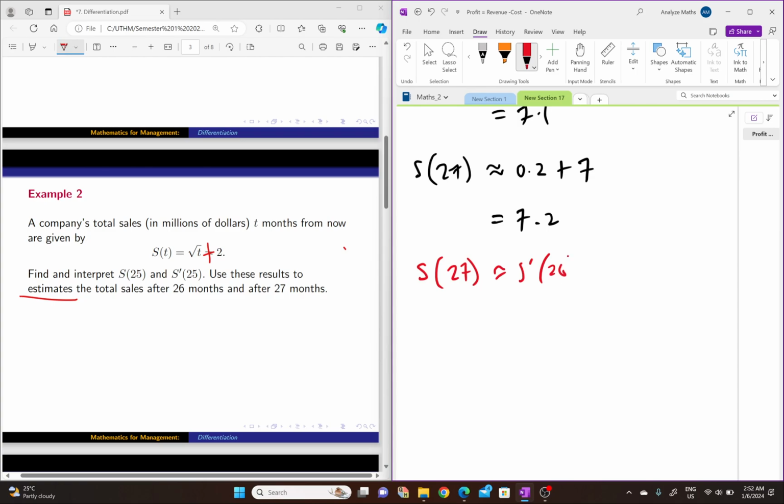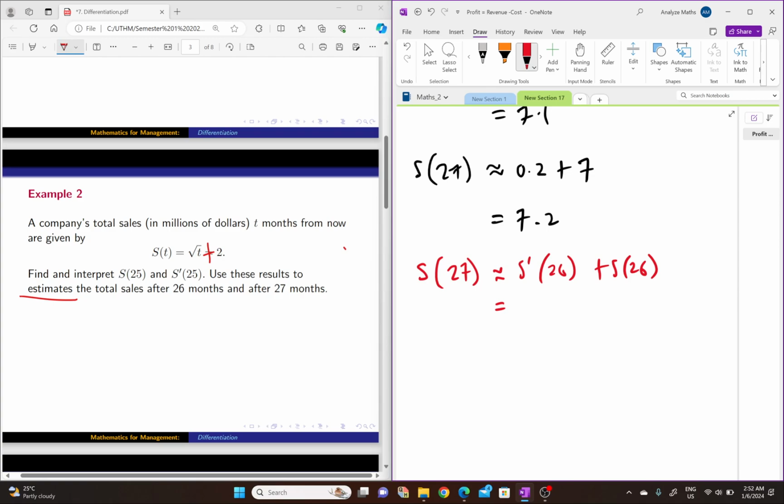You find X26, S prime 26 plus S26, then only you will get it. This is the supposed method for us to find it, but since they ask you to use the previous result, we are using this one. If the question asks you to find this one only, then you have to find this one and this one. Now I leave it as a homework, you can try.